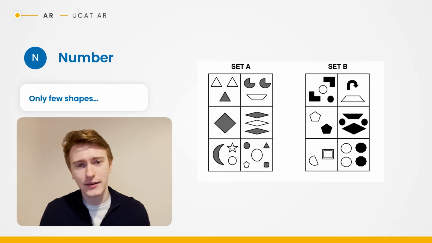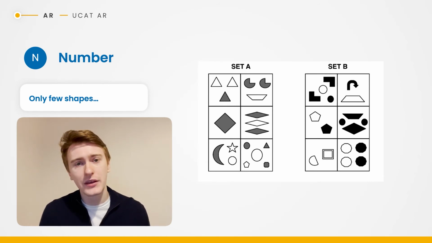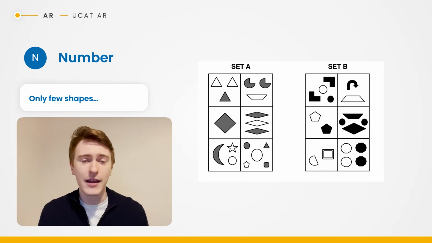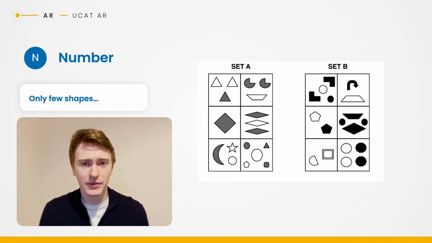So if we look at this pattern, set A is all about an odd number of shapes, and we saw this in the previous tutorial actually, and set B is all about an even number of shapes. In this particular example, there's also a secondary pattern in that set A has to be either grey or white shapes, and in set B, it has to be either black or white shapes. So there's an extra colour component there as well.